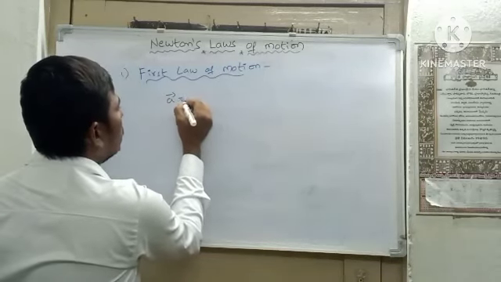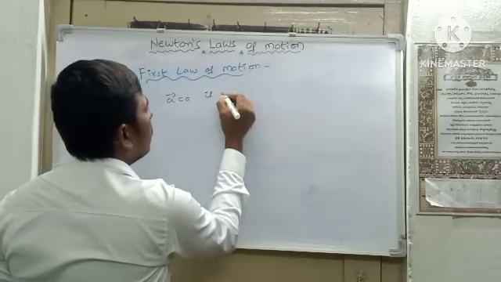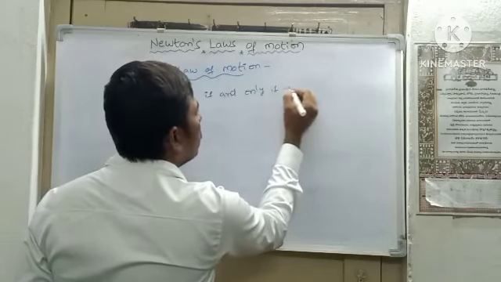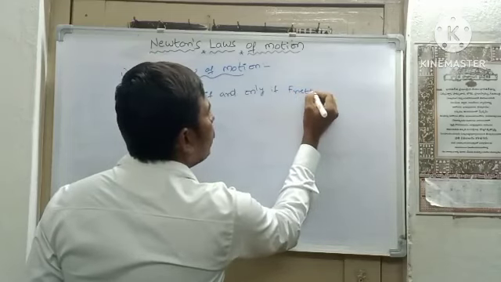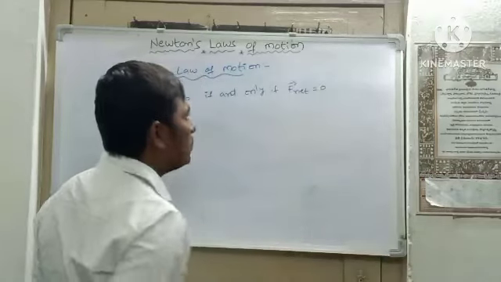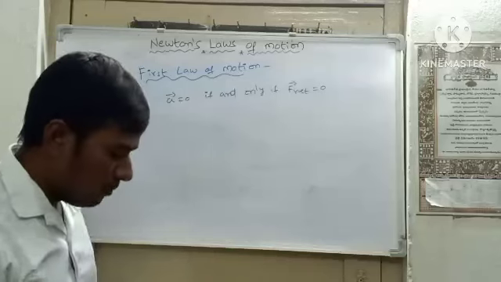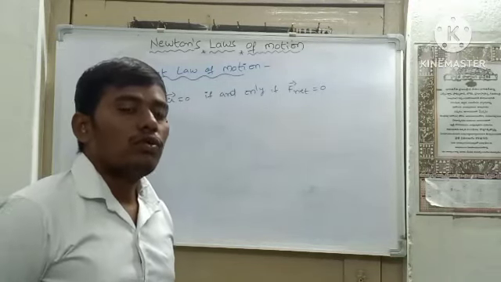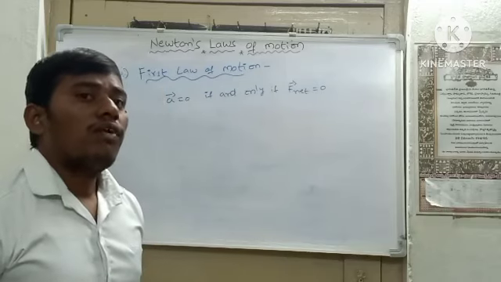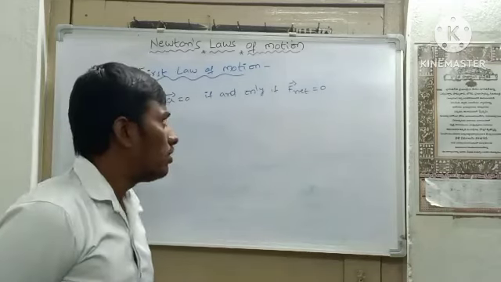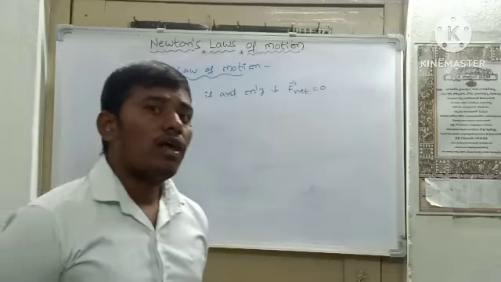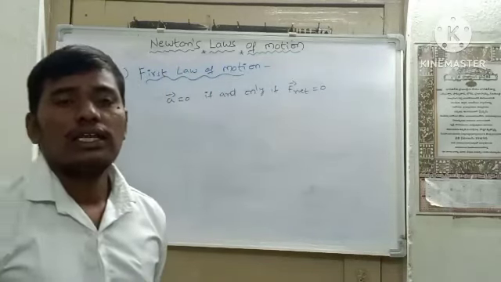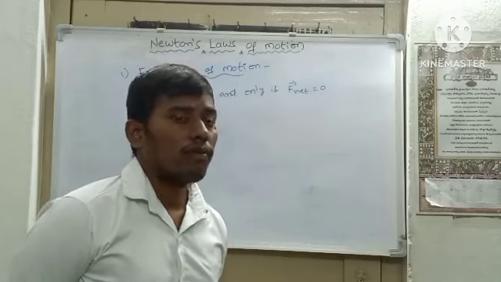acceleration equal to 0 if and only if the net force acting on the particle is equal to 0, and vice versa. Means if the acceleration of the particle is equal to 0, we can be sure that the sum of all the forces acting on the particle is equal to 0, or if the sum of all the forces acting on the particle is equal to 0, we can be sure that the acceleration of the particle is equal to 0.